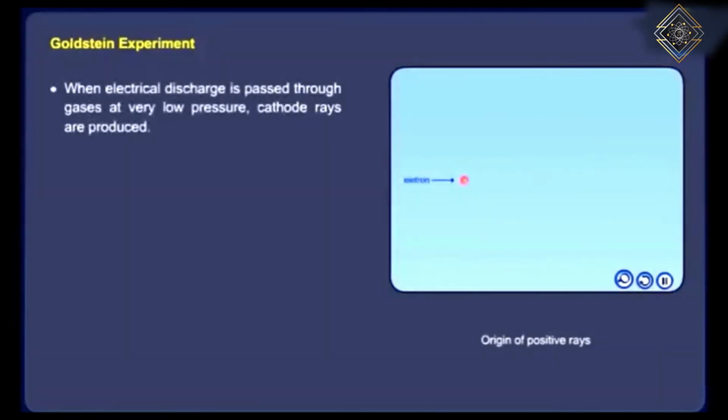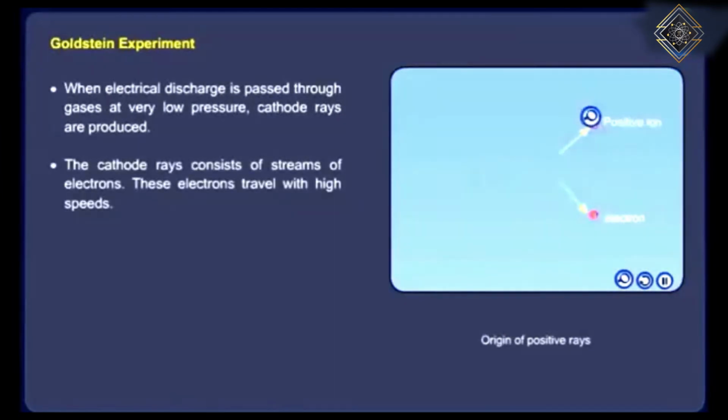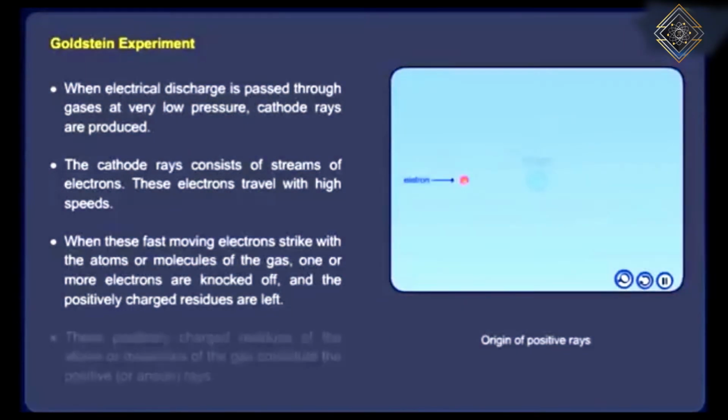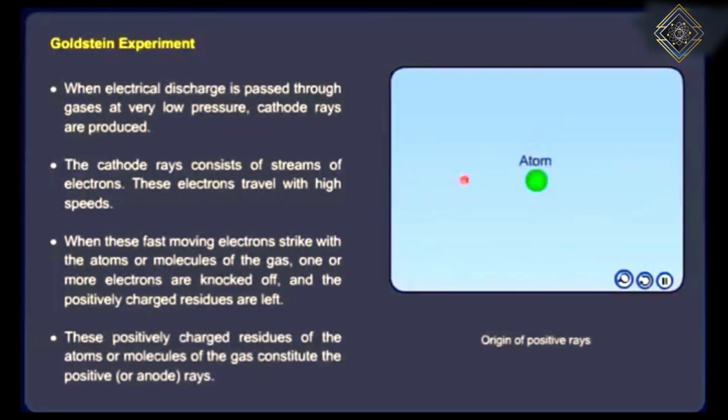When electrical discharge is passed through gases at very low pressure, cathode rays are produced. The cathode rays consist of streams of electrons. These electrons travel with high speed. When these fast-moving electrons strike the atoms or molecules of the gas, one or more electrons are knocked off and the positively charged residue are left. These positively charged residues of the atoms or molecules of the gas constitute the positive rays.